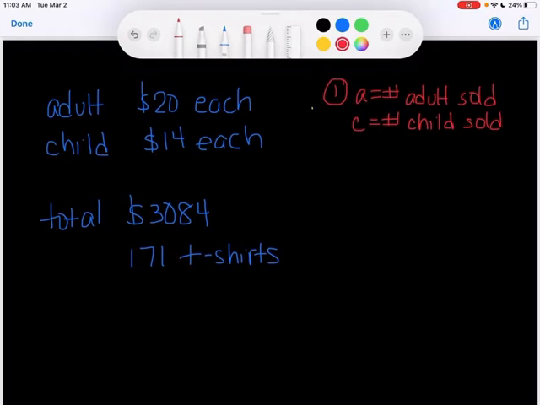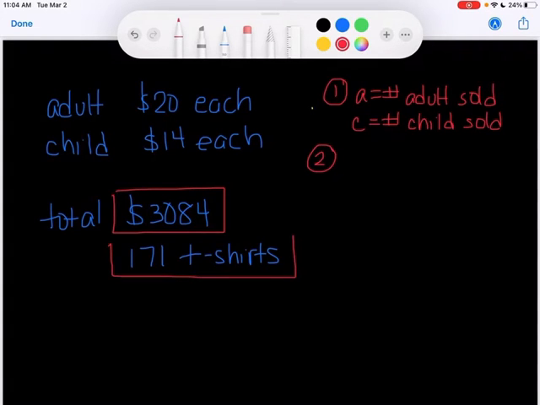All right, next step is to write two equations. Well, the two equations should come from the totals. They gave us two totals: total amount raised and total t-shirts sold. So we should have an equation for the cost, and an equation for how many t-shirts. The easiest one is this. The number of t-shirts sold would be the number of adult plus the number of child shirts. That should equal 171. So that equation would be A plus C equals 171. That's what they told us.